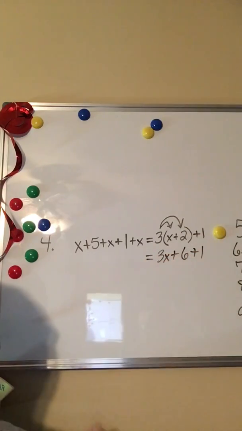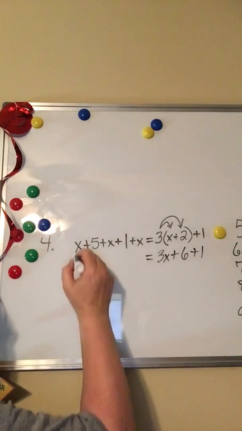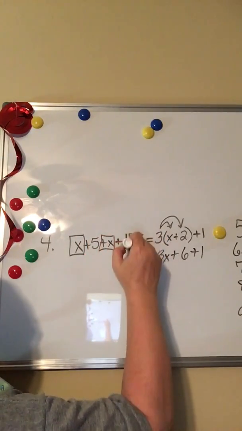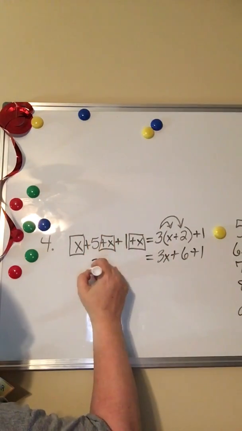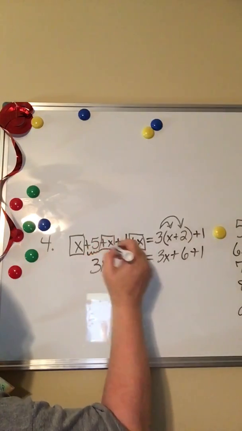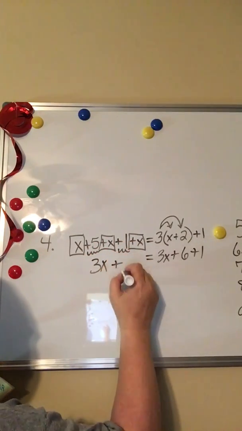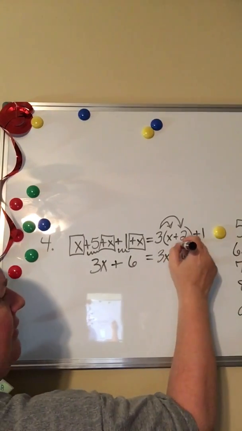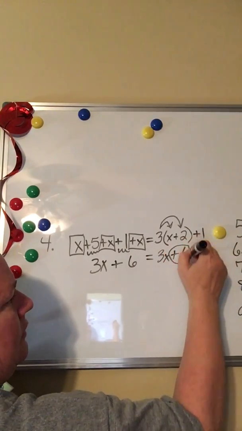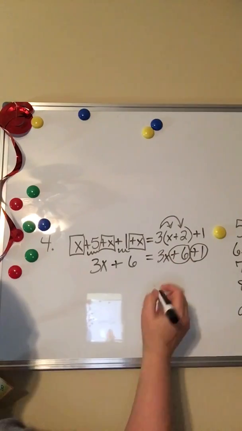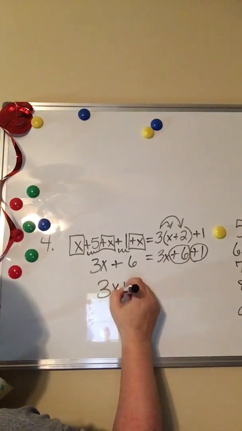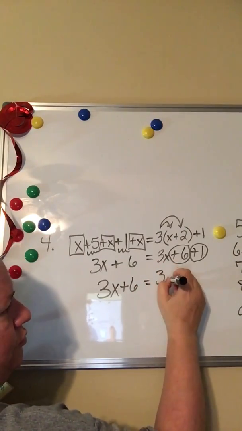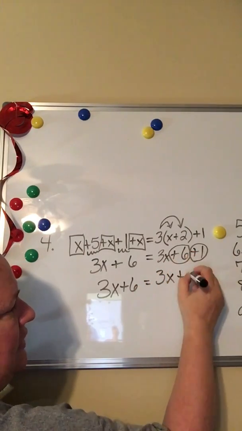On the other side, we're ready to do combining like terms. So we have x plus x plus x. That's 3 x's. And then we have plus 5 and plus 1. We can put those together because they're like terms. We have plus 6. Here we still have a couple of like terms to do. So we would have 3x plus 6 equals 3x plus, and we can add those together, 7.